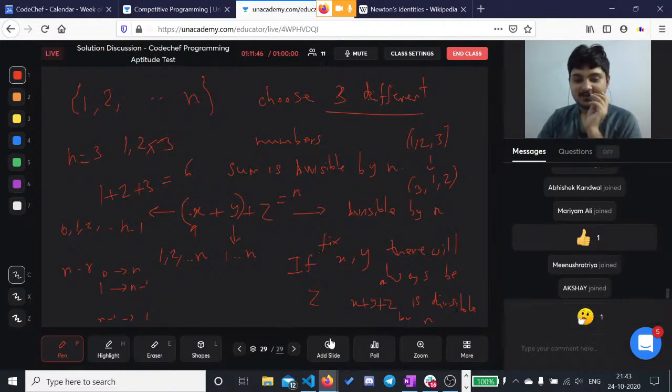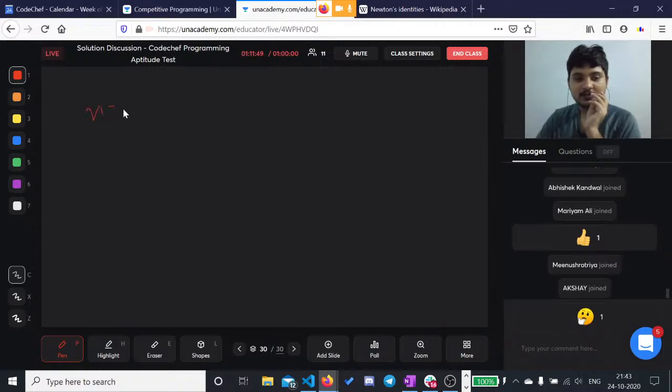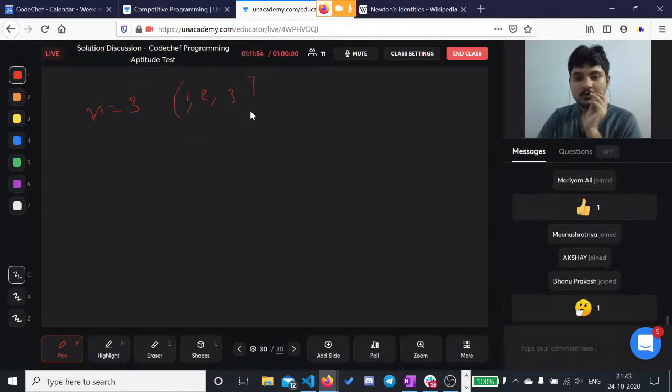Okay, let's consider n equal to 3, 1 comma 2 comma 3, and we have to choose 3 numbers, right? X plus y plus z. And let's not be worried about all the 3 numbers being different right now. Let's assume that they can be equal to each other. Let's say I chose x equal to 1 and y equal to 3. Okay, so x plus y is 4. Okay, and I want the sum to be divisible by 3. So I can add 2.